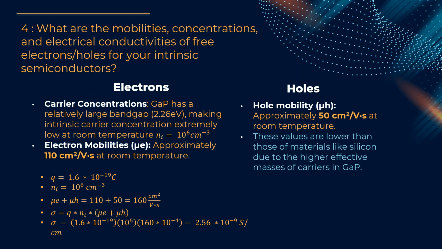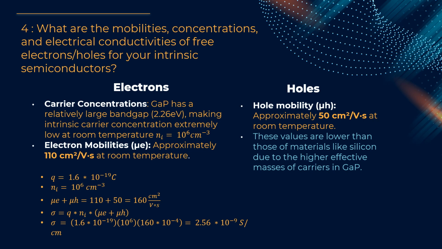In this slide, we analyze the intrinsic properties of gallium phosphide, focusing on electrons and holes. Due to gallium phosphide's large band gap of 2.26 electron volts, the intrinsic carrier concentration is very low, around 10 to the 6 per centimeter cubed at room temperature. Electrons have a mobility of approximately 110 centimeters squared per volt second, and holes exhibit a lower mobility of 50 centimeters squared per volt second.